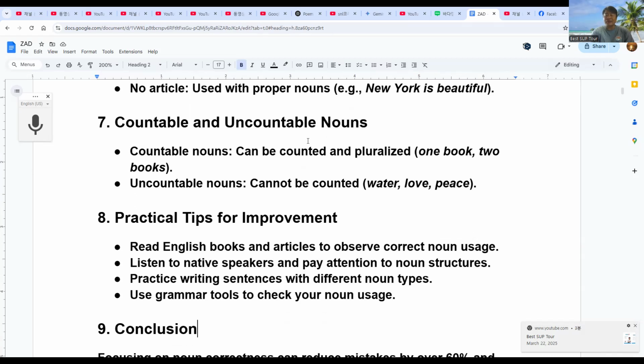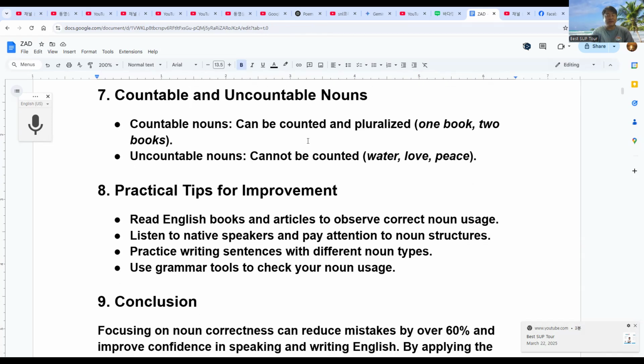Practical tips for improvement. Read English books and articles to observe correct noun usage. Listen to native speakers and pay attention to noun structure. Practice writing sentences with different noun types and use grammar tools to check your noun usage.